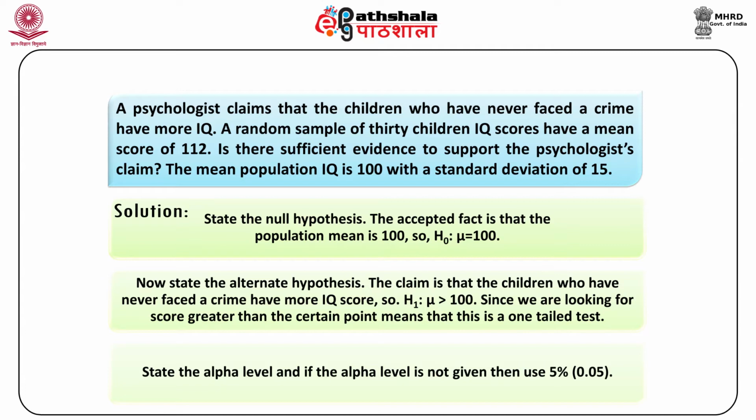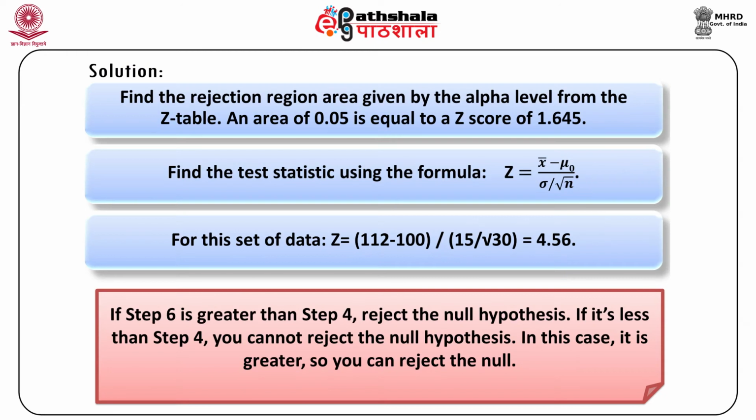Third, state the alpha level, and if the alpha level is not given, then use 5% or 0.05. Fourth, find the rejection region area given by the alpha level from the Z table, and an area of 0.05 is equal to a Z score of 1.645.